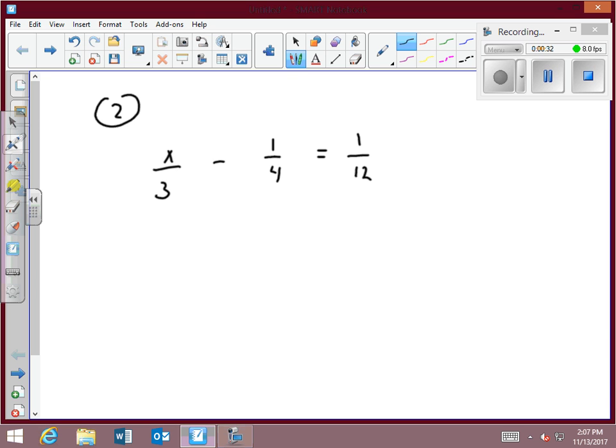Now the easiest way to solve these problems is to find the least common denominator of every denominator and then multiply both sides of your equation by that. So the least common denominator is pretty easy to see, it is 12, right? And then you multiply 12 times both sides.